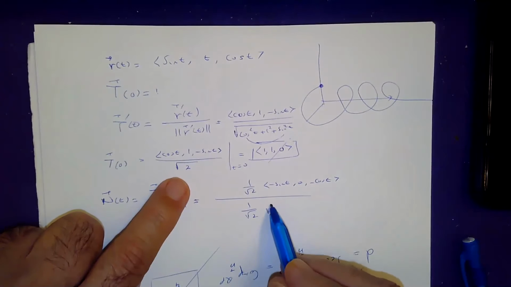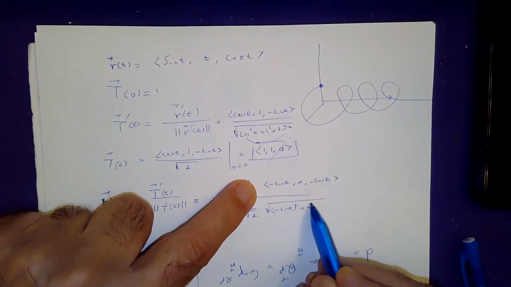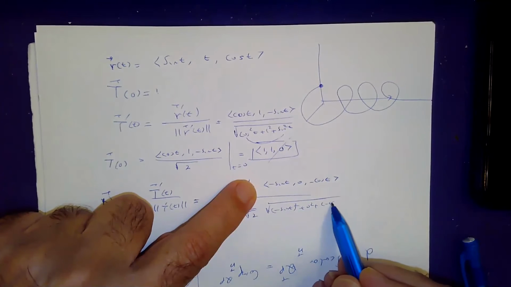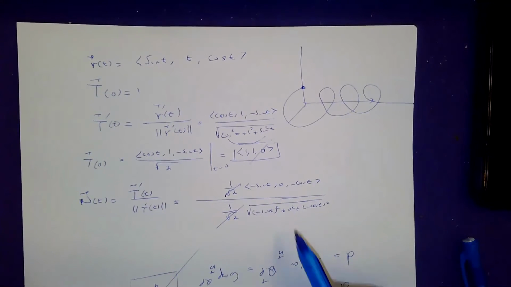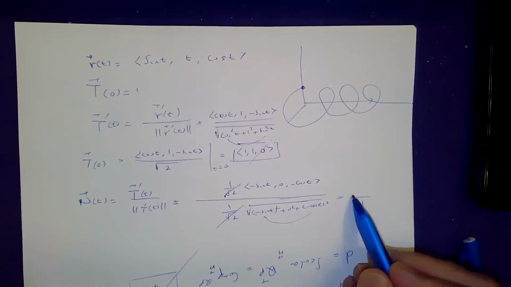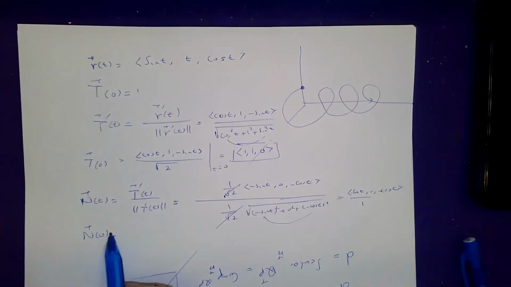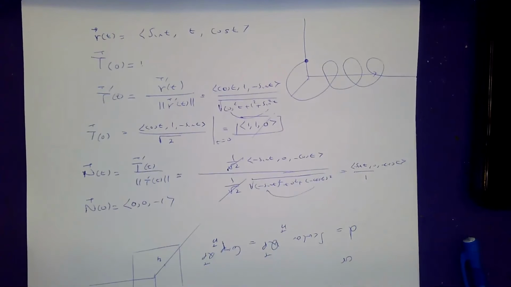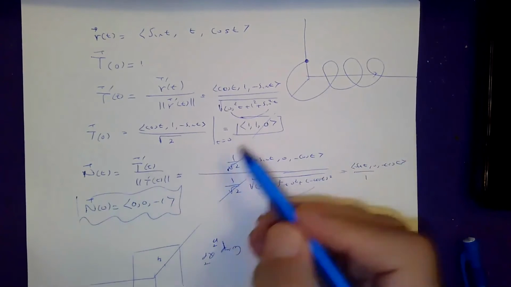But the magnitude of this is what? Minus sine squared, 0 squared, minus cosine squared t, correct? These factors nicely cancel, and sine squared plus cosine squared is 1, so you get 1. So the bottom line is you get minus sine of t, 0, minus cosine of t. If you evaluate this at 0, you get 0, 0, minus 1. So there goes the normal to this helix at 0.